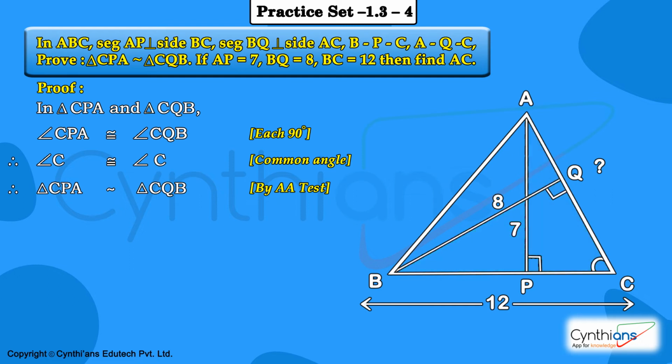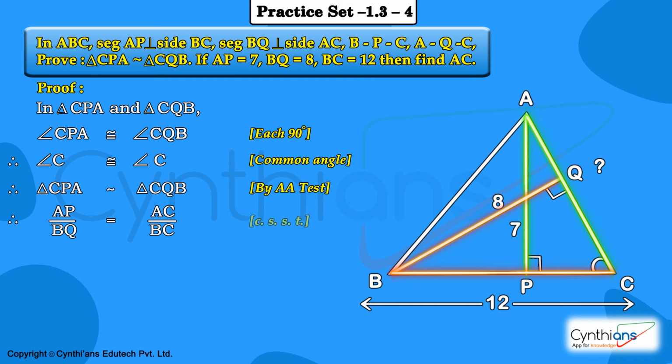Now, once the similarity is done, we need to find AC. To find AC in similar triangles, we need to find the ratios. Since the triangles are similar, the ratios are equal. Therefore, AP upon BQ is equal to AC upon BC. This is by corresponding sides of similar triangles. Therefore, AP is 7 upon BQ is 8 is equal to AC, which is not given, upon BC, which is 12.